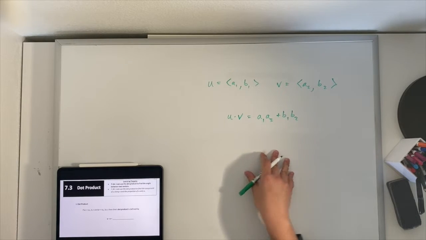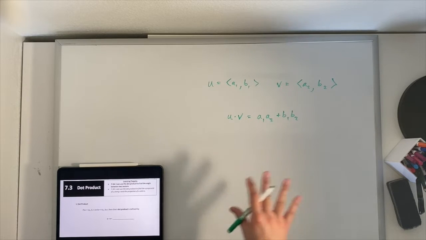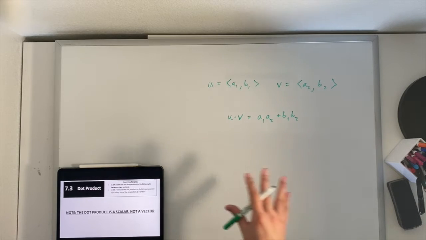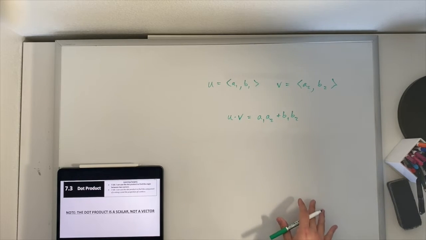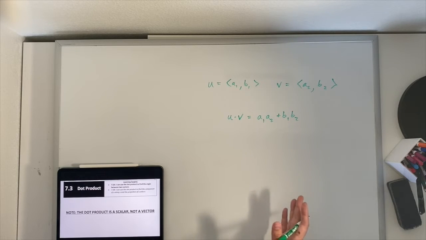Notice that we are getting a number. We are getting one number. We're not getting a new vector. So this is very important. The dot product is not a vector. The dot product of two vectors is a number, it's a quantity. Again, a word for that is scalar. So the dot product of two vectors is a scalar, not a vector. Very, very important. It's just a number.